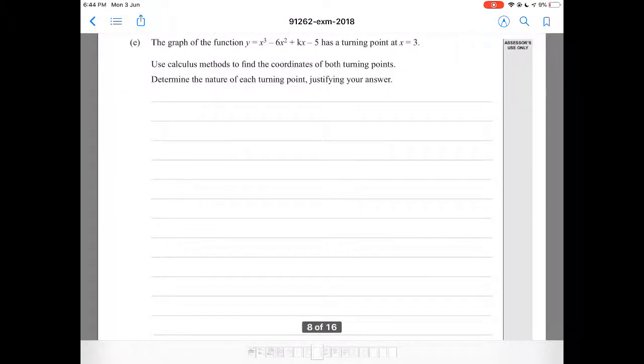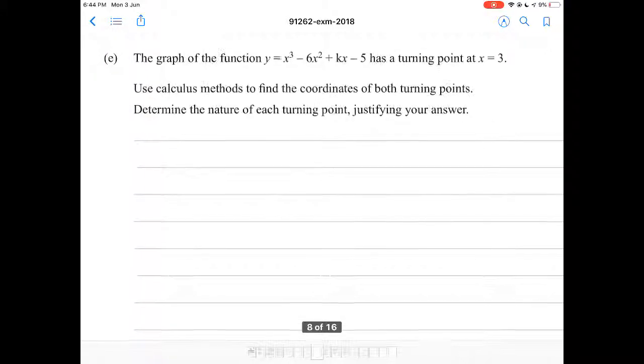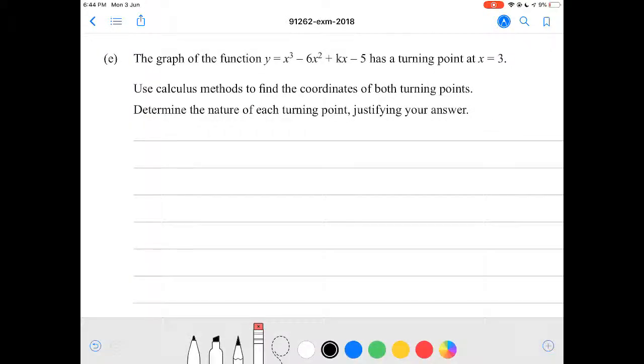Hey guys, welcome back. Sorry the video got cut off, but we're just going to move on to the next question, okay? Sorry about that. The graph of the function y equals x cubed minus 6x squared plus kx minus 5 has a turning point at x equals 3. Use calculus methods to find the coordinates of both turning points. Determine the nature of each turning point, justifying your answer, okay?